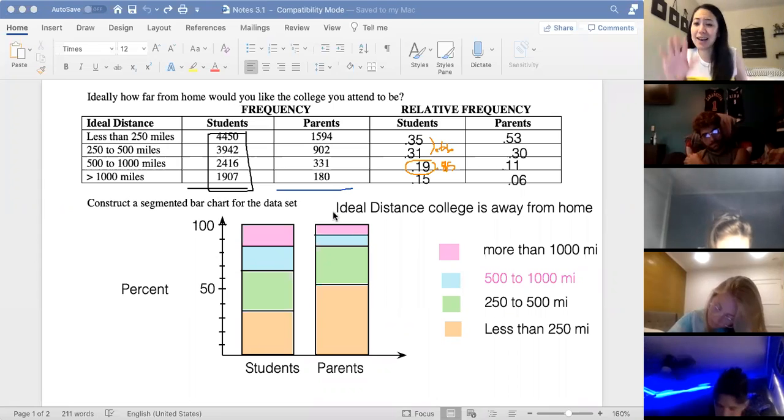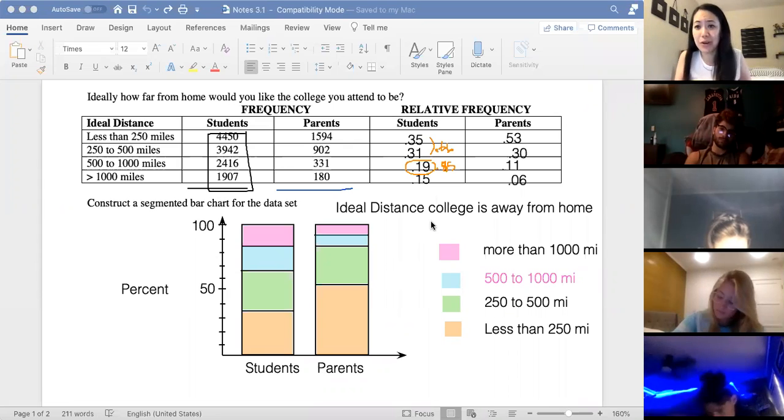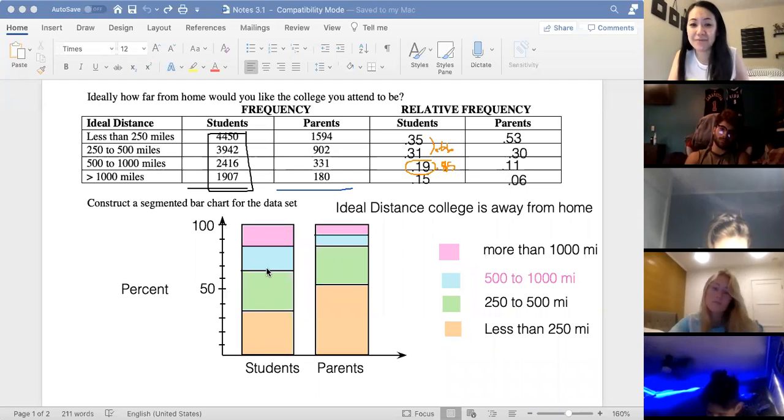Things you want to keep in mind when you make these graphs is always label your axes. So both axes should have labels. And make sure you have a key, right? If you didn't have a key and you just have a pretty looking colorful graph, it'd look nice, but nobody would know what you're talking about. So make sure you have a key and a title, okay? Awesome. All right, good job, guys.